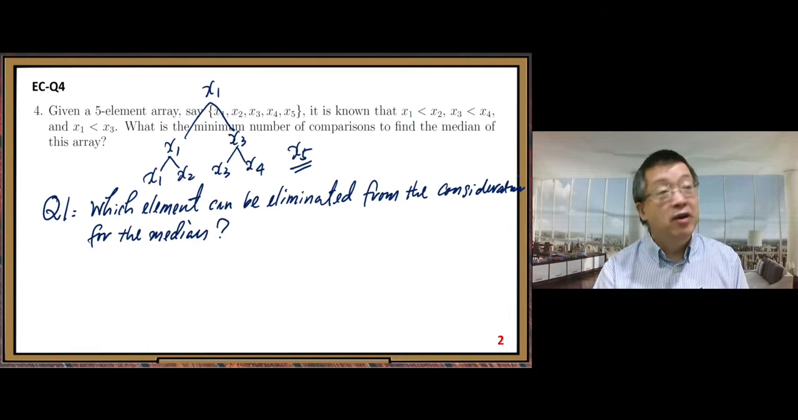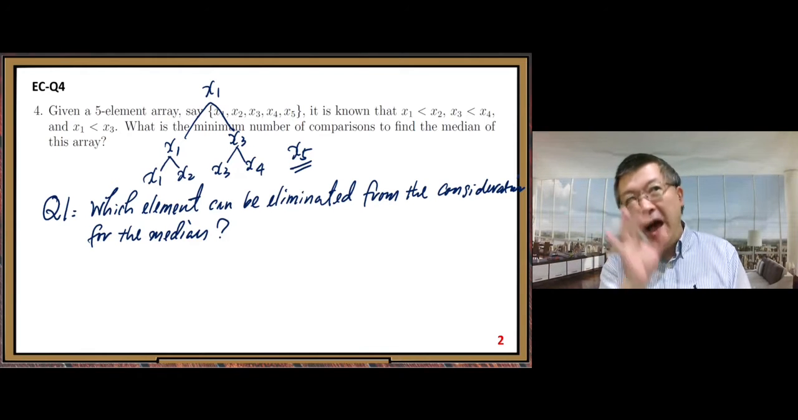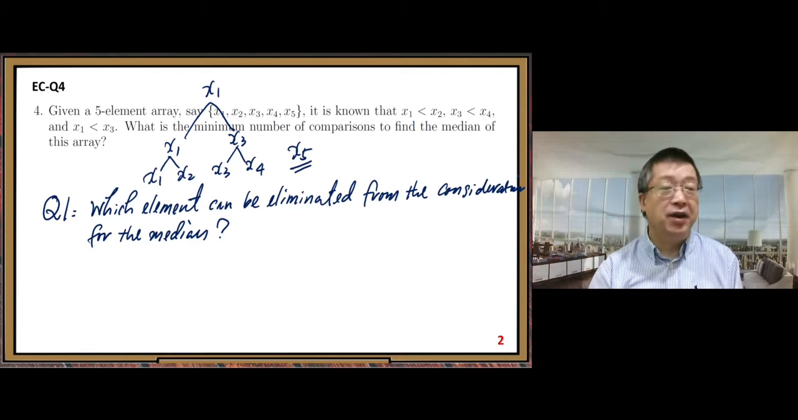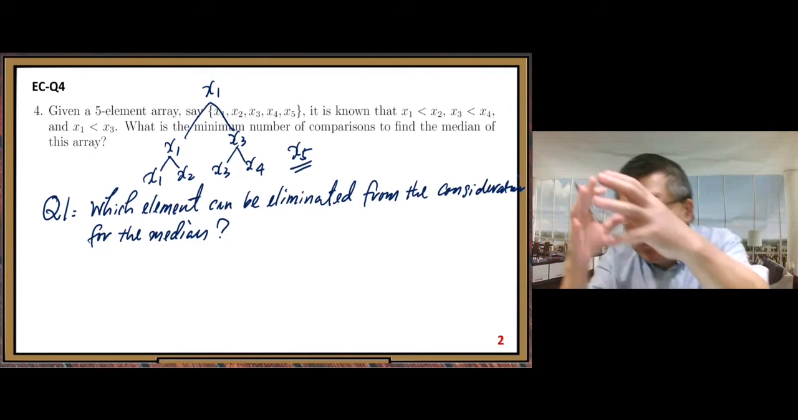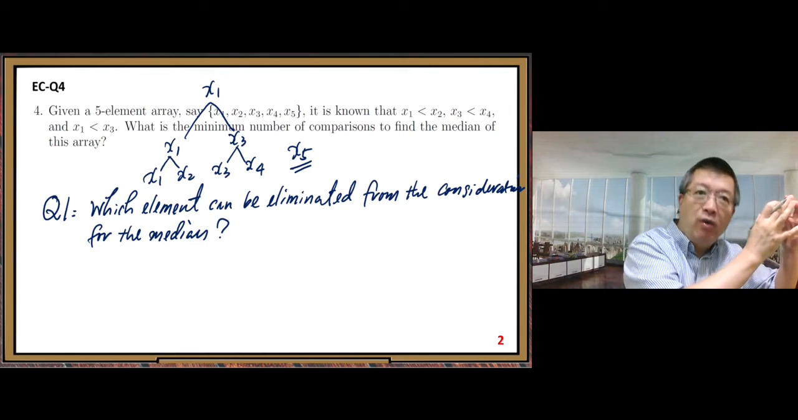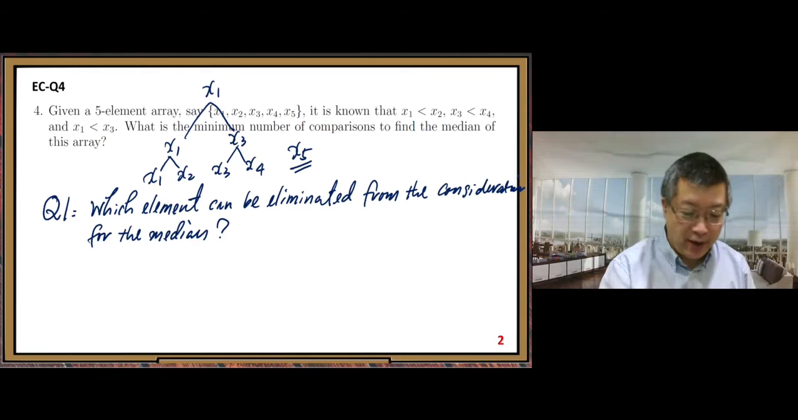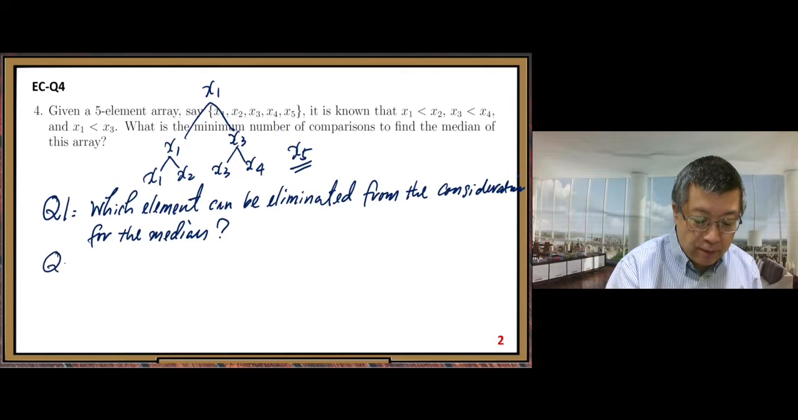So it can never be the median. There is no chance that element could be the median. Here I cannot tell you, so you need to find it out. So we can take it away from consideration of the median. Right. So after we take it away, second question.